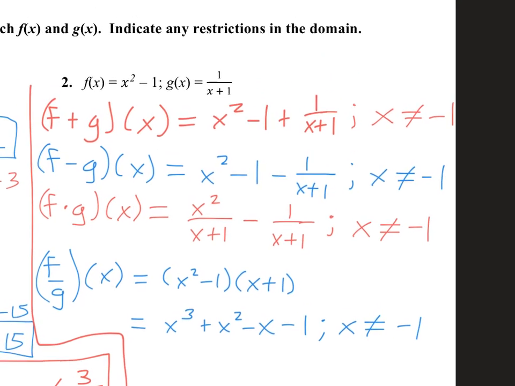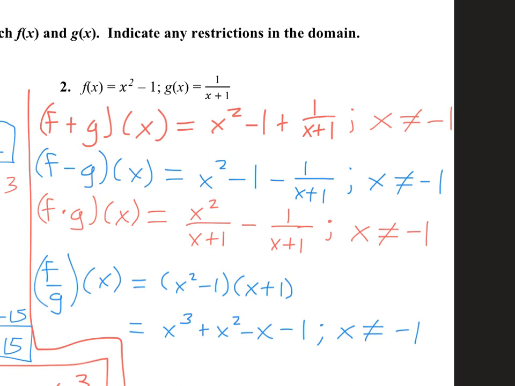I skipped a step at the beginning. I skipped the part where we have x squared minus 1 divided by 1 over x plus 1. So even though I never wrote it, there was a denominator at the beginning of the problem. And even though that gets flipped later, it's still not allowed to equal 0.